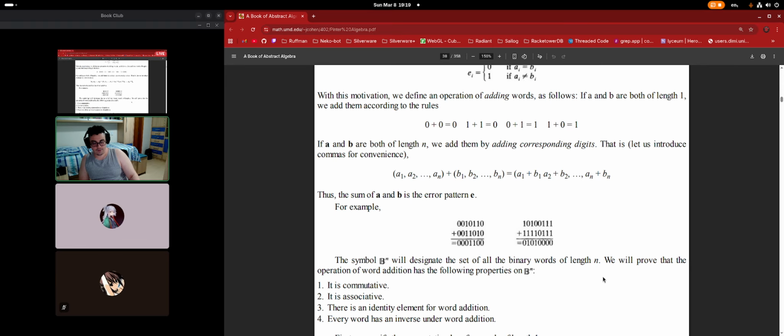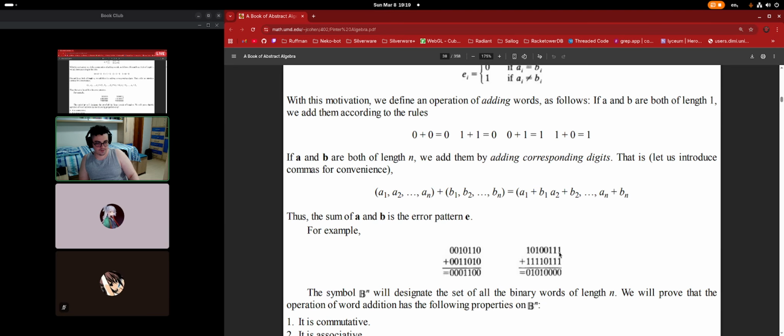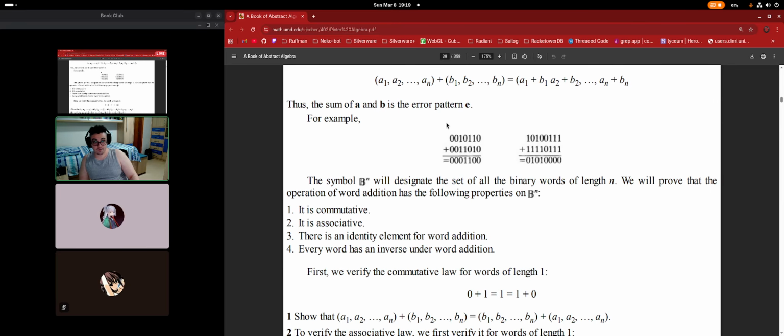They are ignoring the carry. Yeah, and then this one doesn't hold. This is not addition, right? Because one plus one with the carry on another one plus one should be one, and it's zero here. So this is just XOR. Yeah, you're right.